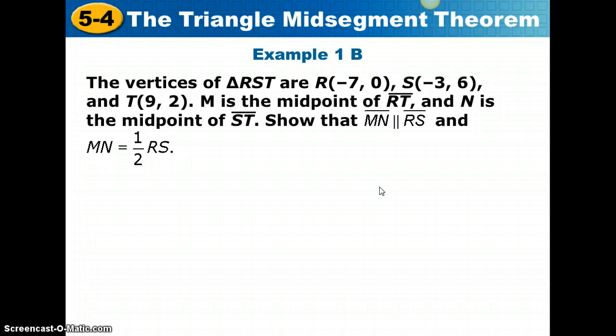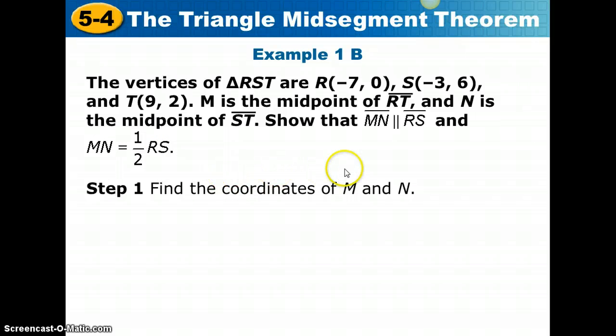So in example 1b, I want you guys to take a few moments and try to do the same thing that we just did. We need to find the coordinates of the midpoint M, since it's the midpoint of RT, and the coordinates of the midpoint N, midpoint of ST, to show that they are parallel and that MN is half of RS. So the first thing you want to do is find the coordinates of M and N using the midpoint formula. Take a few moments and pause the video. And when you're ready, click play and you'll see what the answer is.